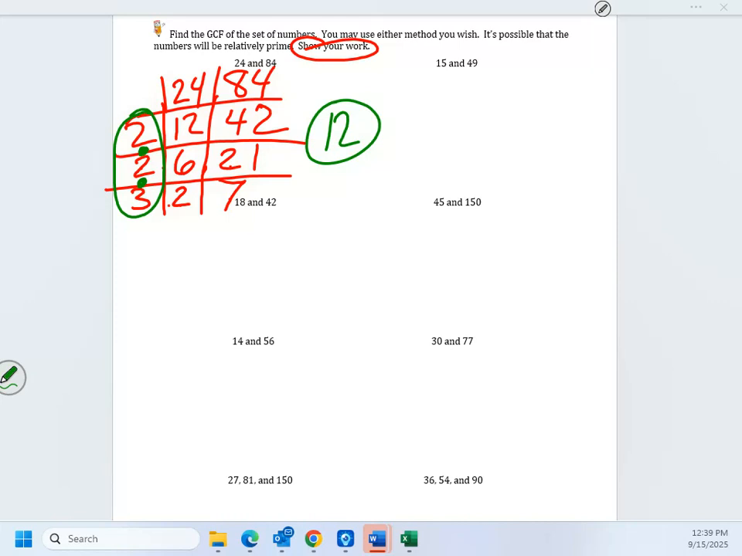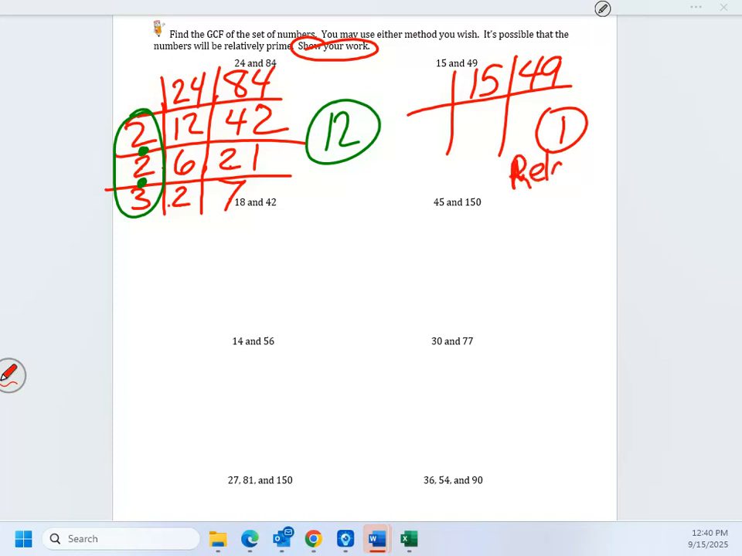Joe asks, if it's relatively prime, and we can't do anything to it, do we have to do a listing one? So, Joe's already looking at the next one. We look at our table. I've got 15 and I've got 49. Okay, I can divide a 3. Oh, I can't divide a 3 out of 49. Can't divide a 5 out of 49. Can't divide 15 out of 49. So if I can't do it, I'm going to say 1, and I'm going to say relatively prime.